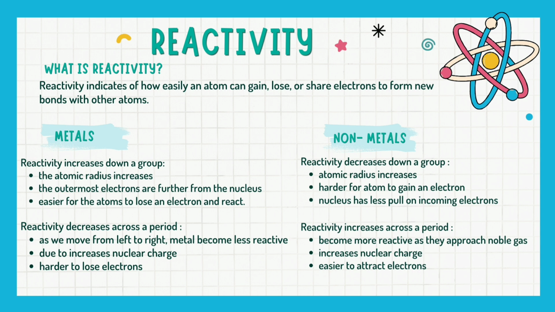For non-metals, reactivity decreases down a group due to the increased atomic radius. It's harder for an atom to gain an electron because the nucleus has less pull on incoming electrons. While reactivity increases across a period, because non-metals become more reactive as they approach the noble gases, and increased nuclear charge makes it easier to attract electrons.